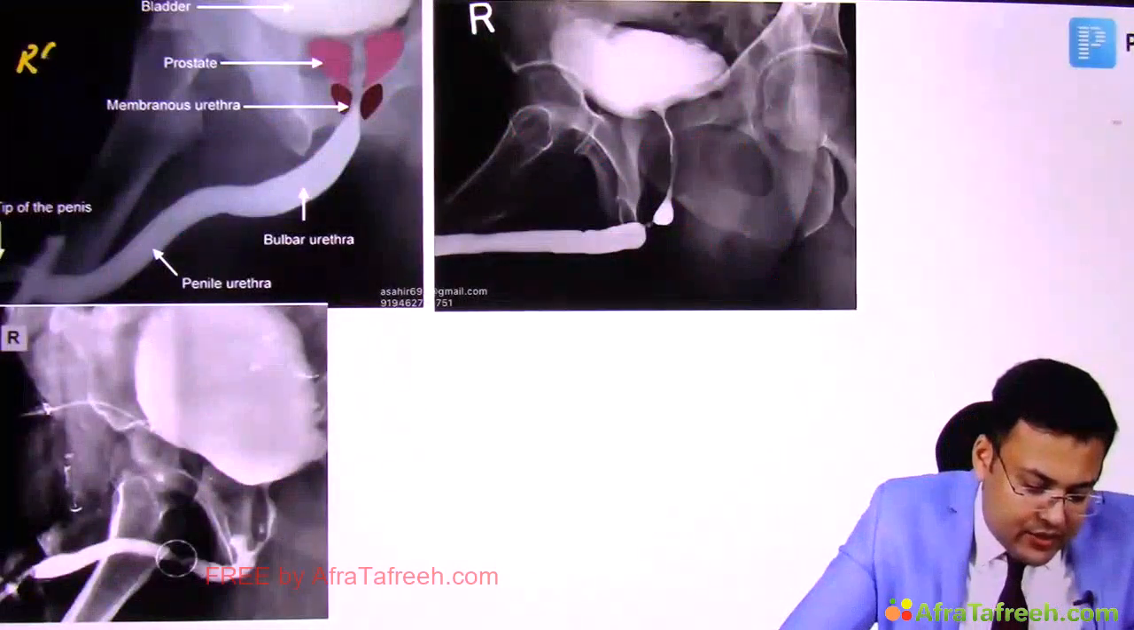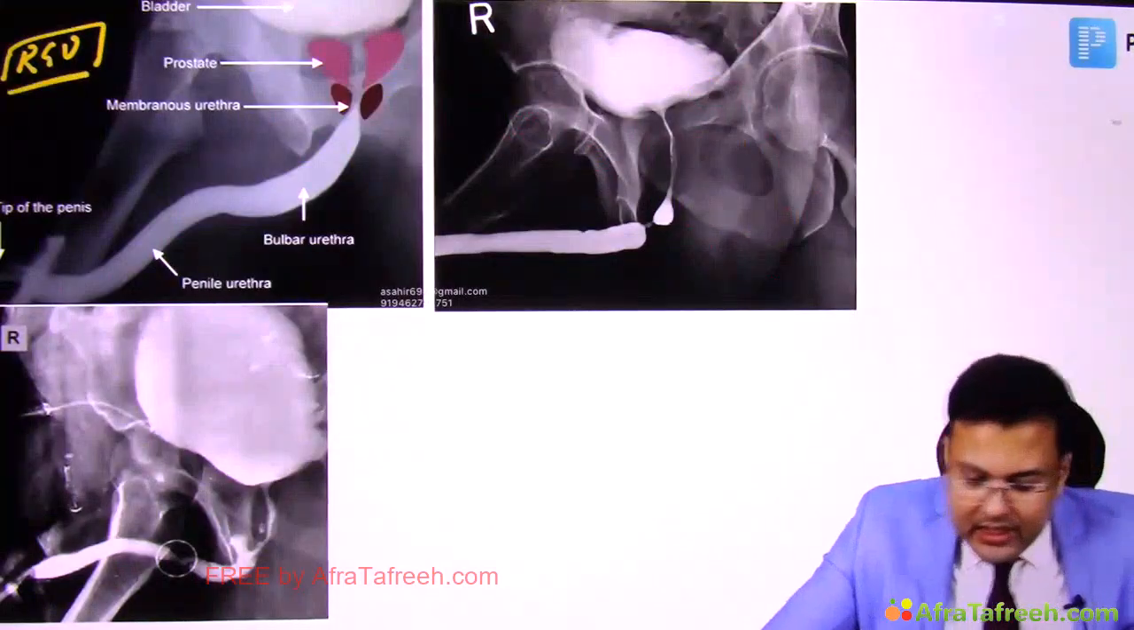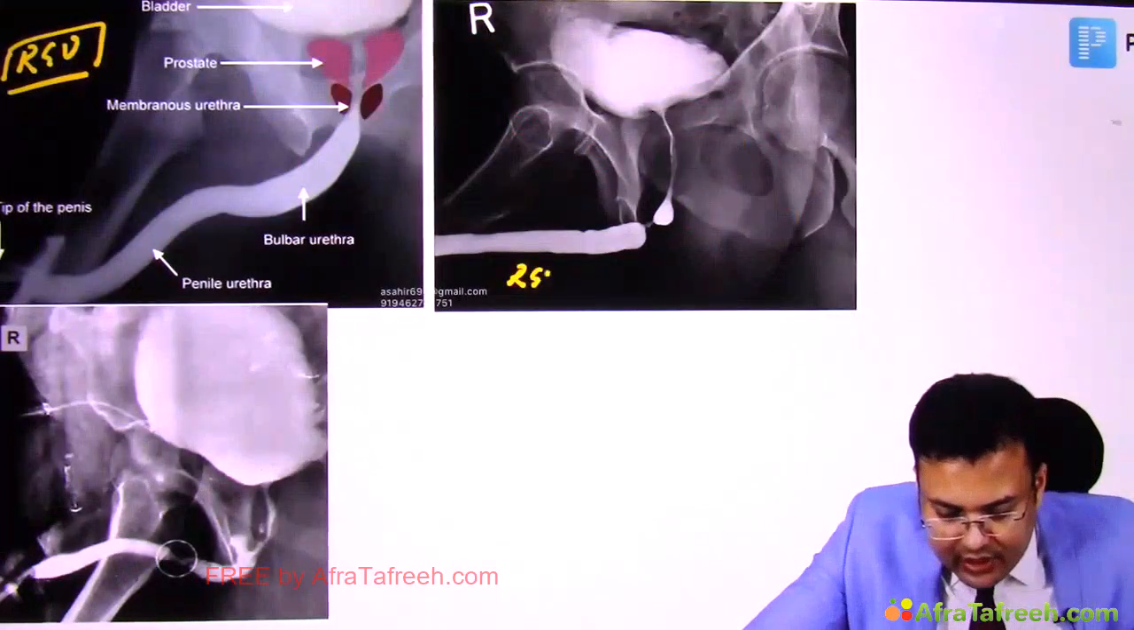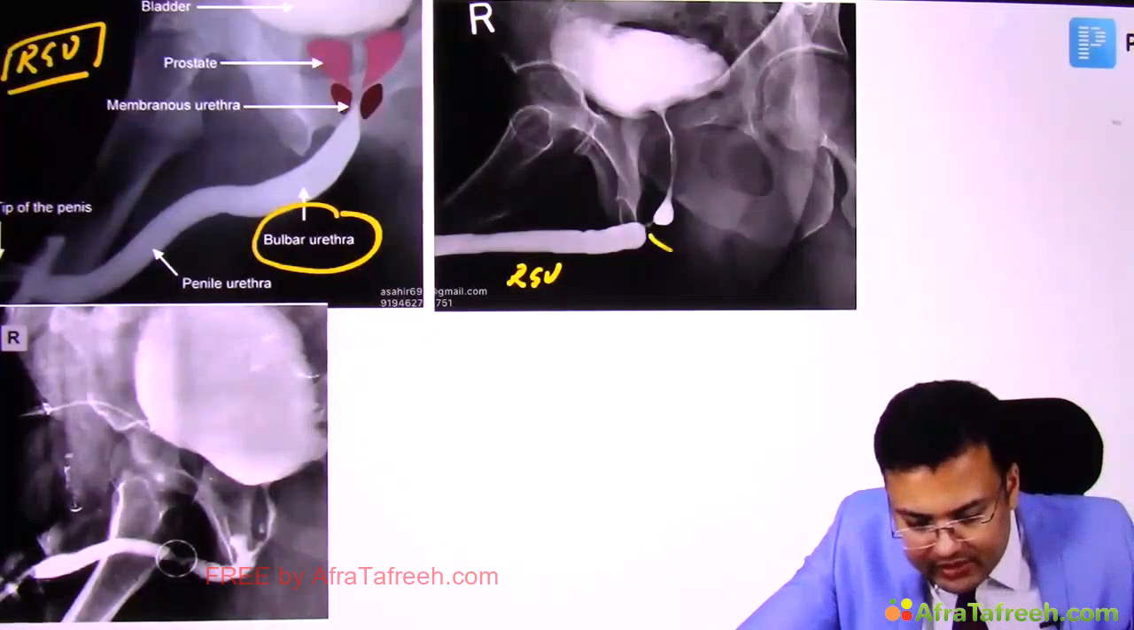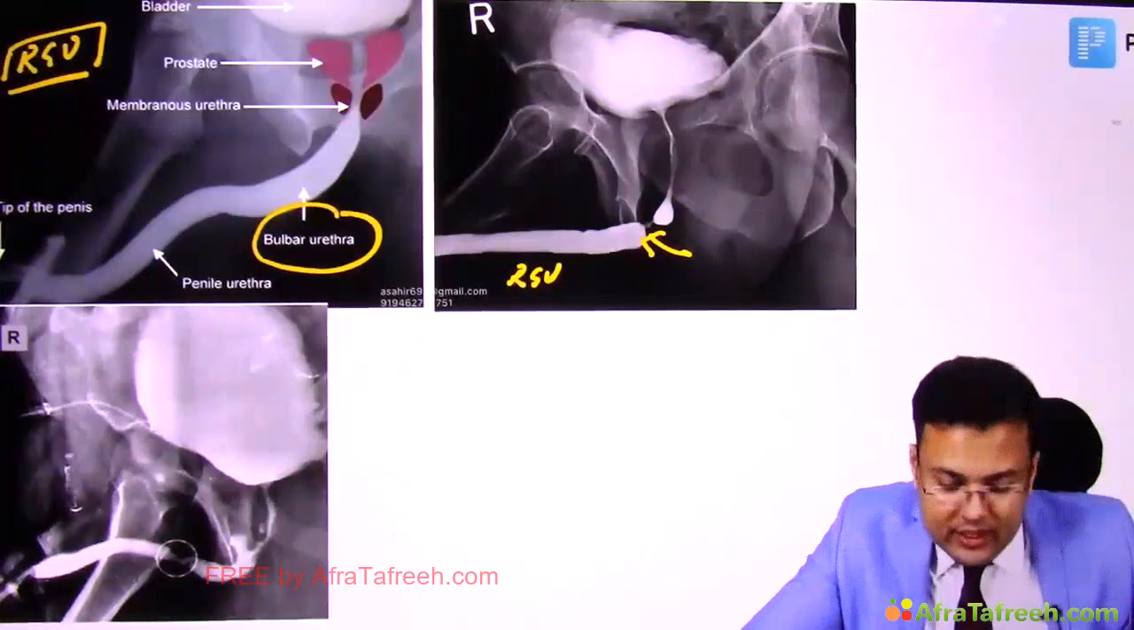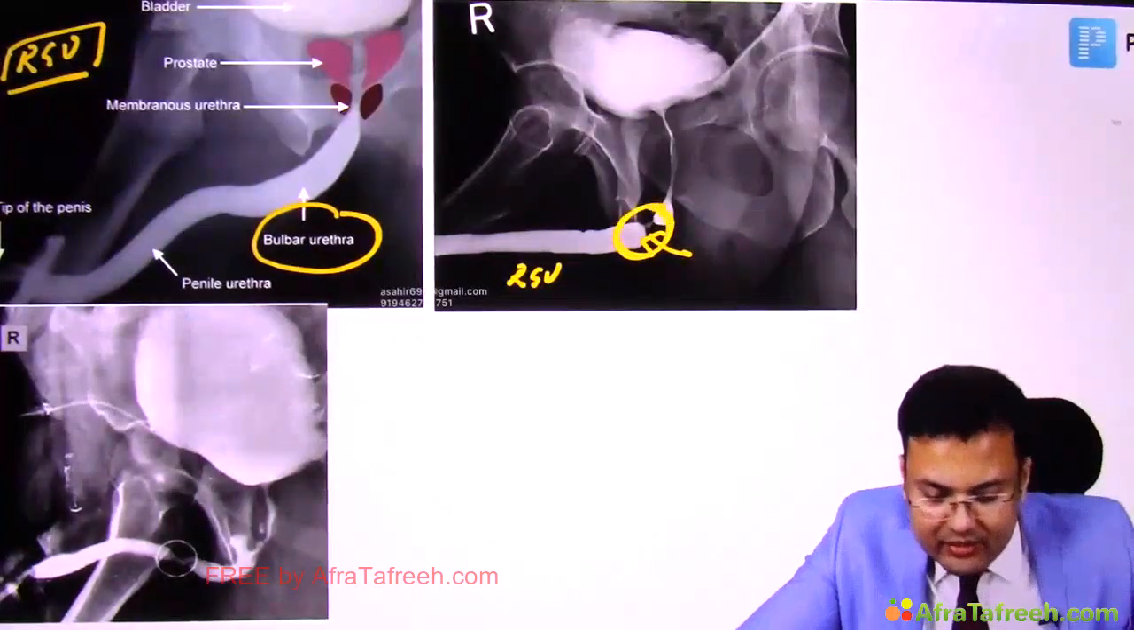This was RGU. Okay, and this is also RGU. Now if you compare here, you can see this is the bulbar urethra, and now can you see the bulbar urethra here? So what happens? You can see that there is stricture in the bulbar urethra.